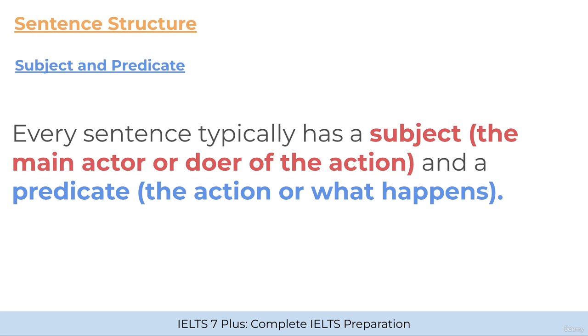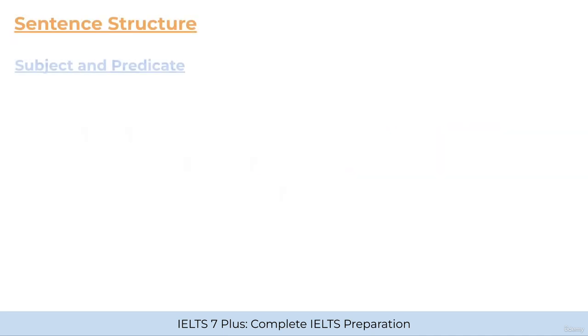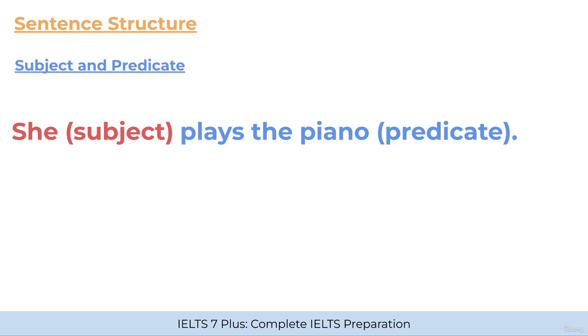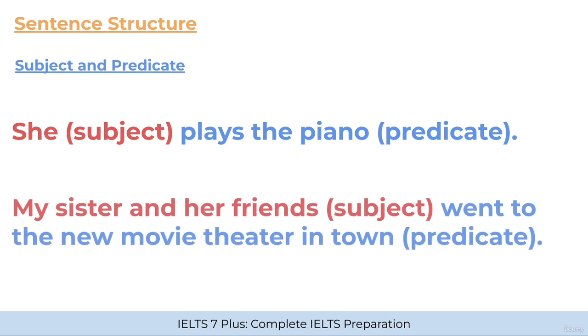Subject and predicate. So what do we mean when we talk about this? Well, every sentence has a subject, which is the main actor or the doer of the action, and a predicate, the action or what happens. So this is important terminology. For example, she is the subject, plays the piano is the predicate there. My sister and her friends, subject, plural, went to the movie theatre in town, predicate. So I'm sure we've covered this in the course, but just to refresh before we dive into the structures, these are really important to make sure that we all understand.